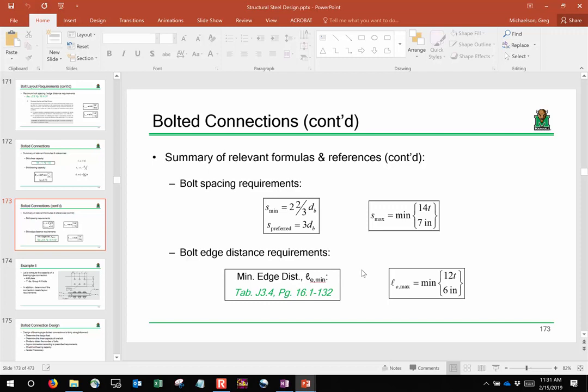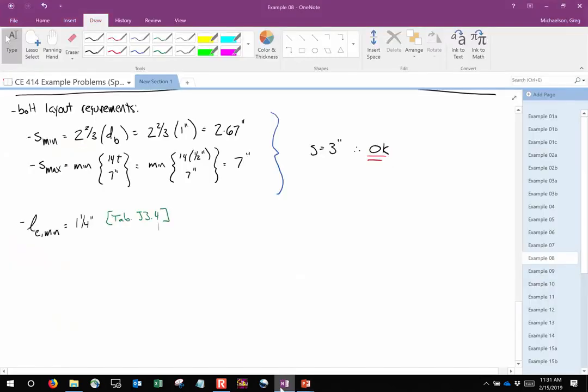So what I'm after right now is I want to make sure that everybody can find this value. Is everybody able to find this value? Everybody able to find it? Okay. All right. What about L sub E maximum? What's that? The same thickness is going to apply, so we're going to use the half inch. And so which one's it going to be? It's going to be the same, so it's going to be 6 inch.